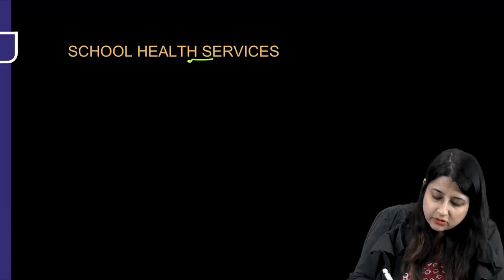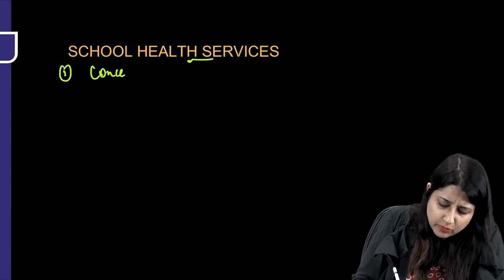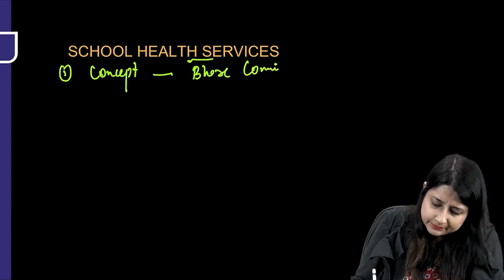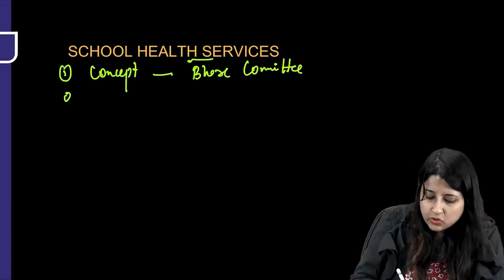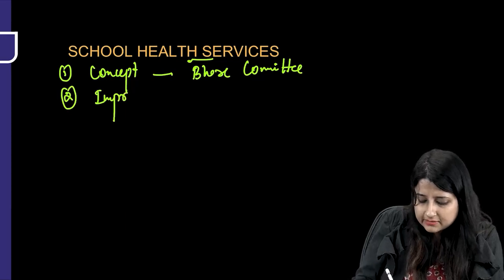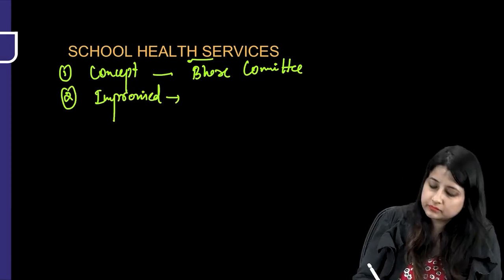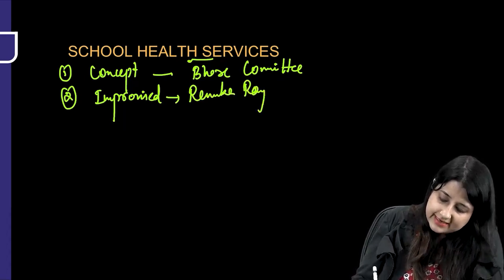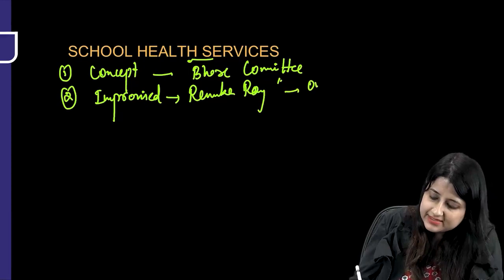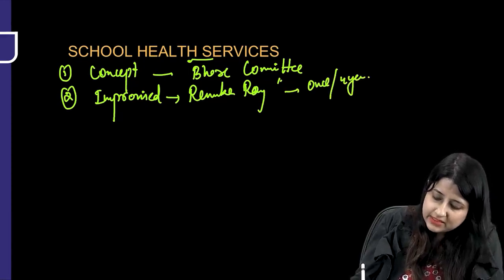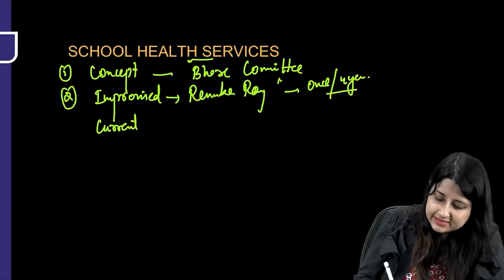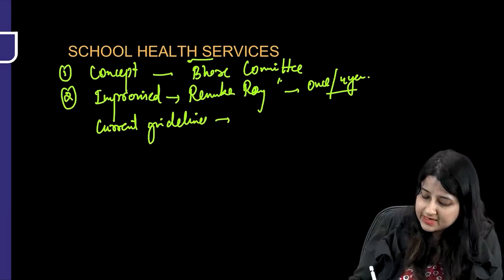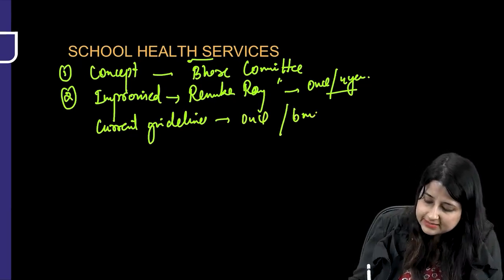In school health, you just have to remember a few points. The concept was given by the Bhore committee. It was improvised by whom? The Renuka Roy committee. She said that school health checkup should be done once every 4 years, but according to current guidelines, the school health checkup is done once every 6 months.